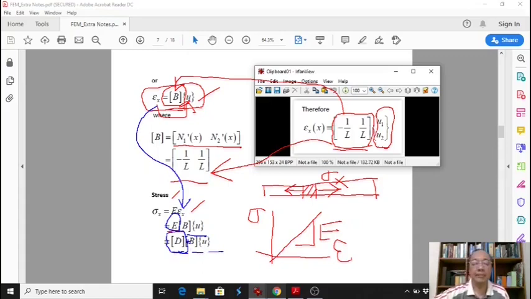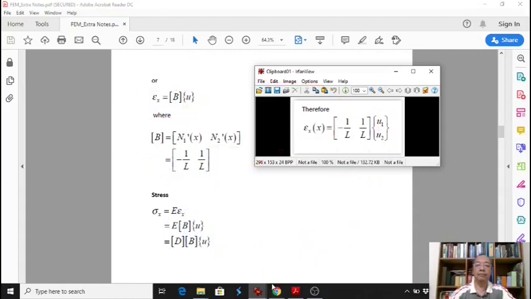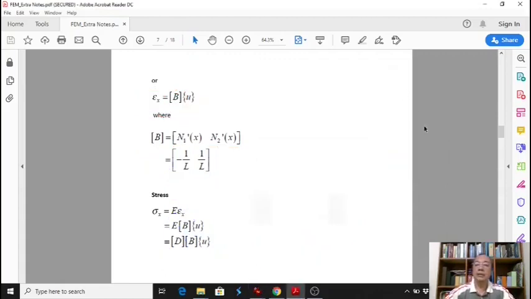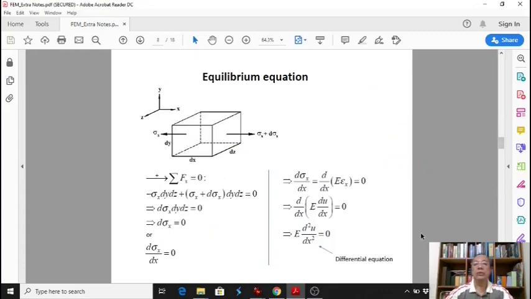For 2D and 3D problems, we need to replace E with D. So D is a matrix for 2D and 3D problems. But for a 1D problem, D is equal to E. Now we go to the next slide.